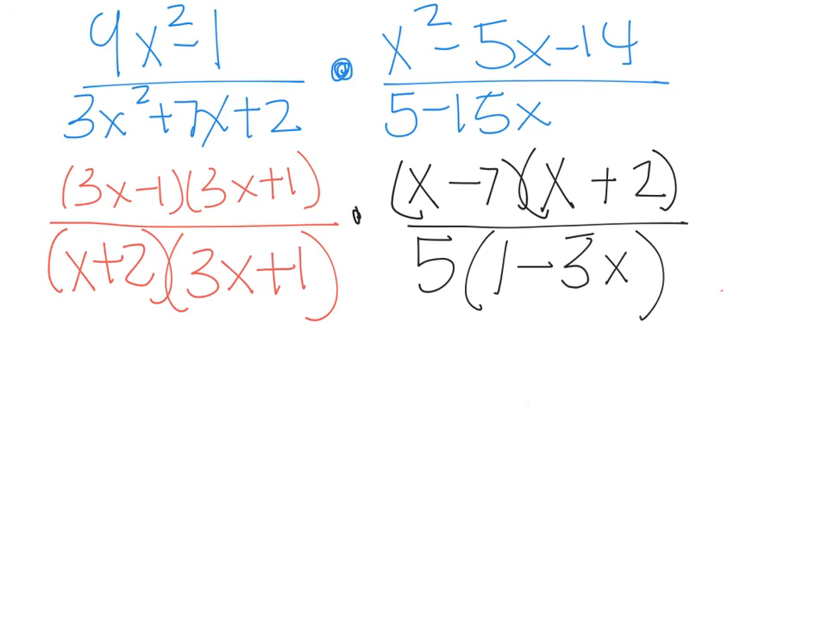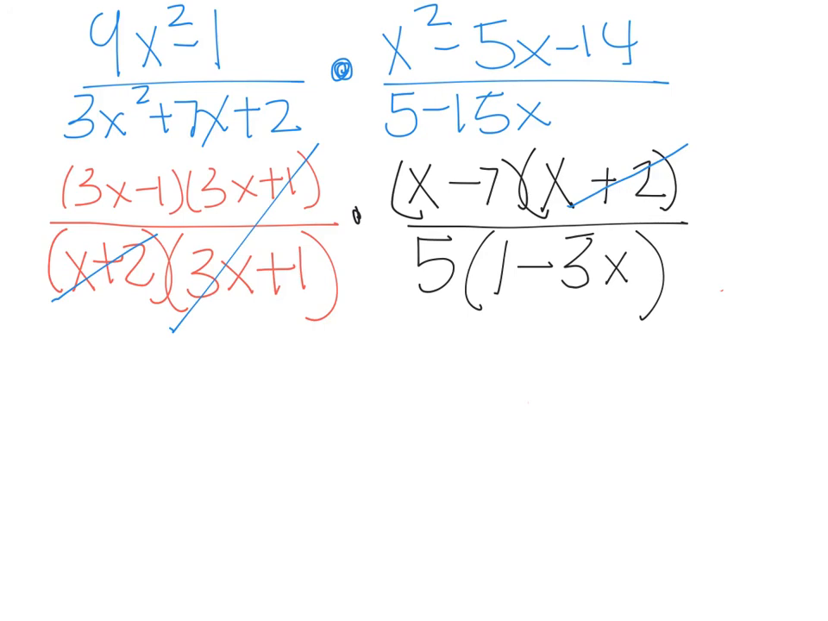Okay, so now let's get to work on dividing out common factors. So what do I see that looks the same in the top and the bottom? Well, I see a 3x plus 1 on the top and bottom of the first fraction, so that divides out to 1. And then I see x plus 2 in the bottom and x plus 2 in the top. And then I see an x minus 7 and a 5, and there's nothing I can do there.